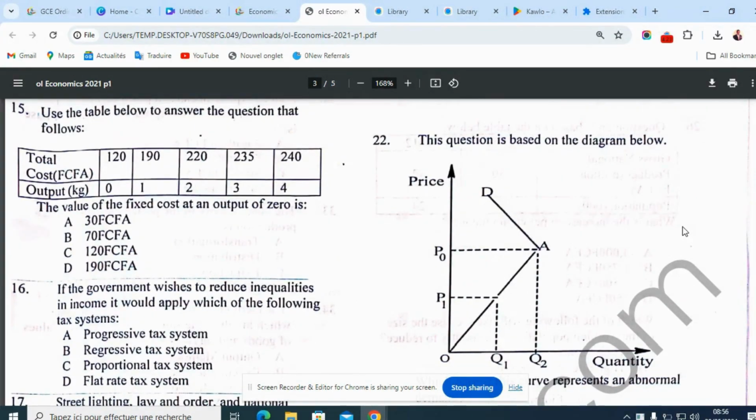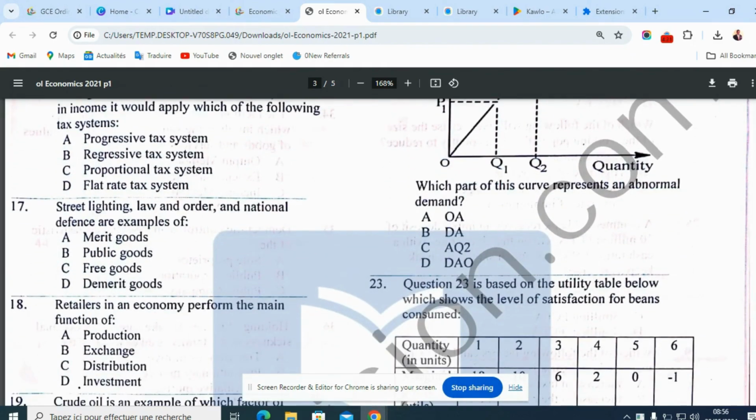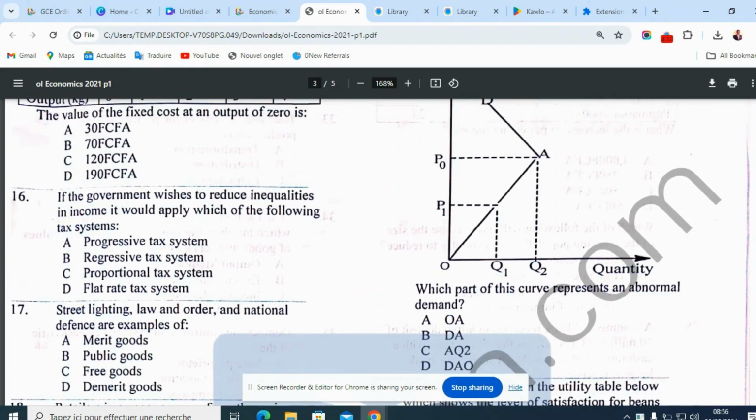Now let's go to 22. This question is based on the diagram below. So the question that is coming is based on this diagram. It says, which part of this curve represents an abnormal demand? Okay, let's look at the curve. It says, which part of this curve represents an abnormal demand? So we have OA, DA, AQ2, and all the like.